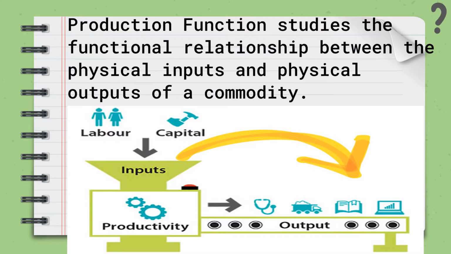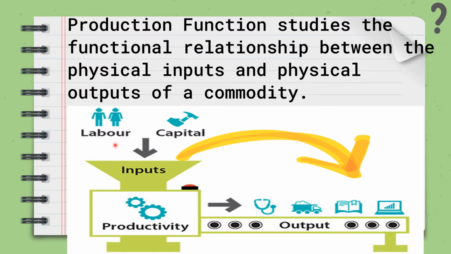Let us begin by studying what is the production function. Production function studies the functional relationship between physical inputs and physical outputs of a commodity. Obviously, there is a relationship between inputs and outputs. So we can say that there is a functional relationship. They are related to each other in such a way that any change in the inputs can bring about a change in the output. That is what we mean by functional relationship.